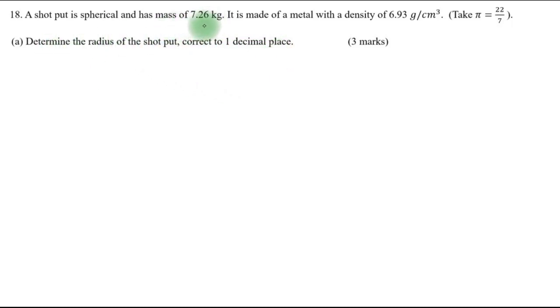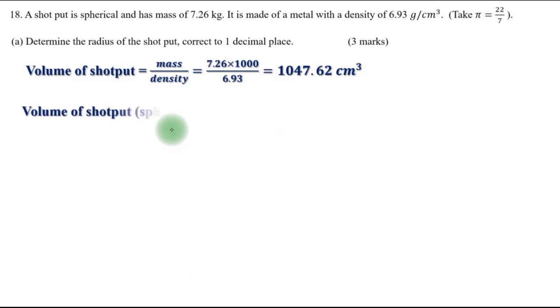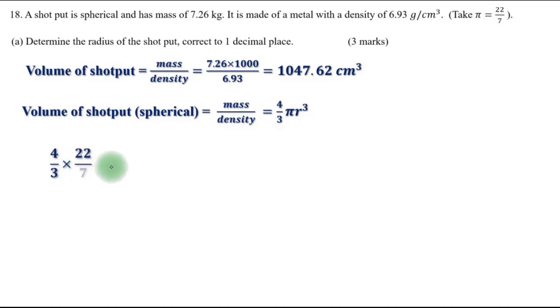We have been given the mass of the spherical ball and also its density, so we can get the volume of the shot put, which is mass over density. Mass in grams, 7.26 times 1000 over 6.93, will be equal to 1047.62 centimeters cubed, or we can still work it the way it is. Therefore, the volume of the shot put, which is spherical in shape, we use the formula 4/3 pi r cubed. Since we know mass over density, we can equate the two and get the value of r. So this will be 4/3 times 22/7 times r cubed equal to 7.26 times 1000 over 6.93.